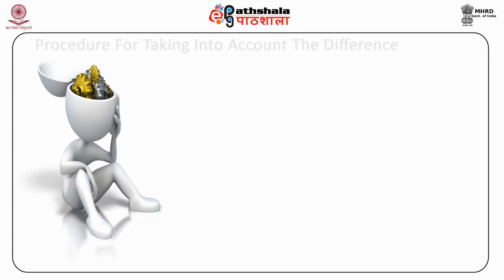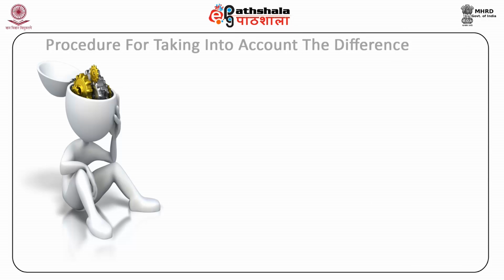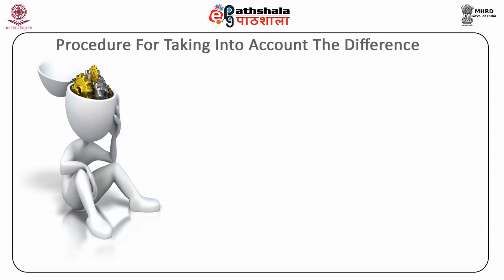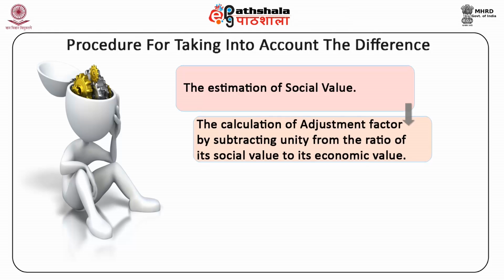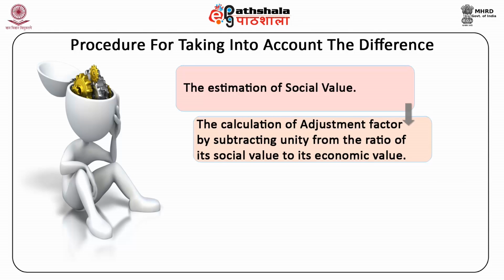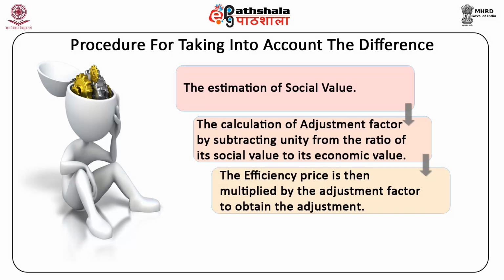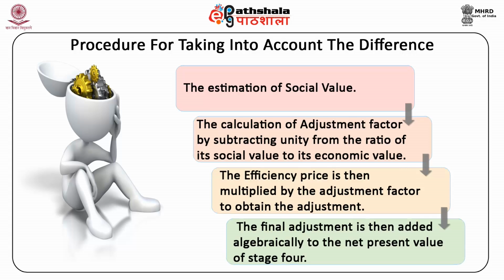Procedure for taking into account the difference. The procedure for taking into account the difference between the economic and social values of a good is basically the same as in the previous stages. The estimation of social value, the calculation of the adjustment factor by subtracting unity from the ratio of its social value to its economic value. The efficiency price is then multiplied by the adjustment factor to obtain the adjustment. The final adjustment is then added algebraically to the net present value of stage 4.